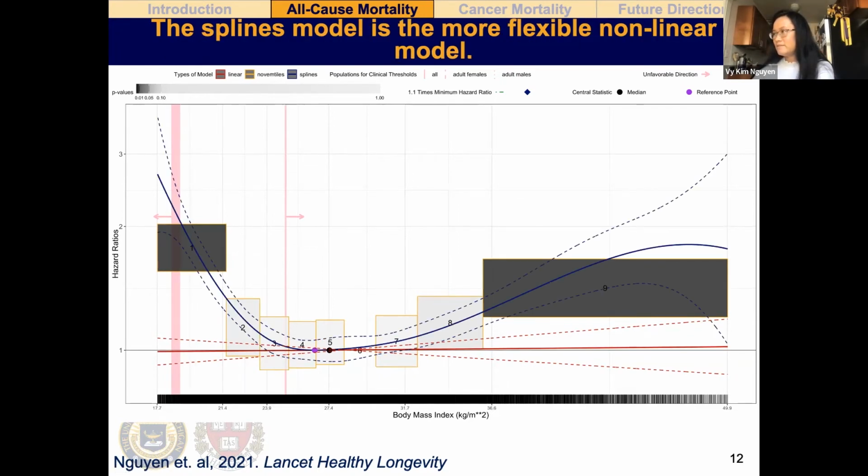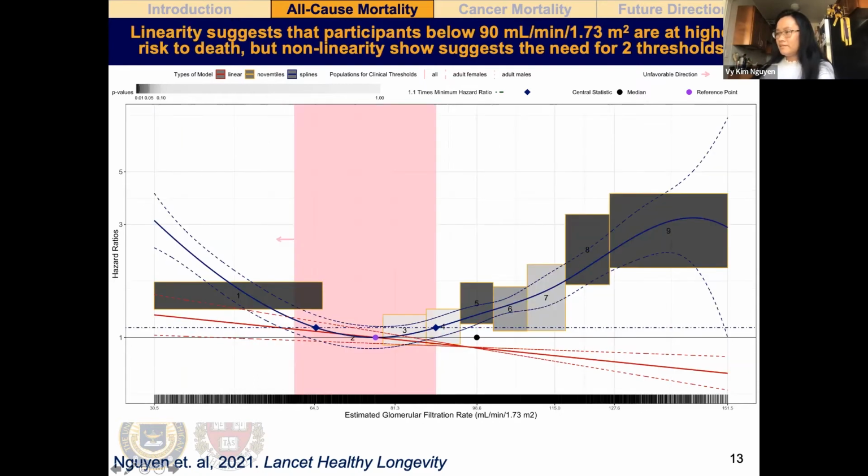Then we add in the spline model, the more flexible nonlinear model, and we see that the nonlinear models agree with each other. Based on this, if we went with prediction performance alone and selected the linear model, it would lead to nonsensical results. But when we compare the actual shape of the association between the linear and nonlinear models, for interpretation for any type of medical, clinical, or public health decision making, it would be more informative. So that's one example.